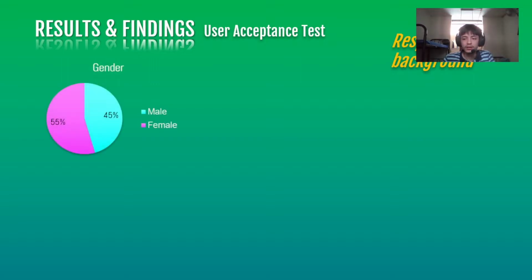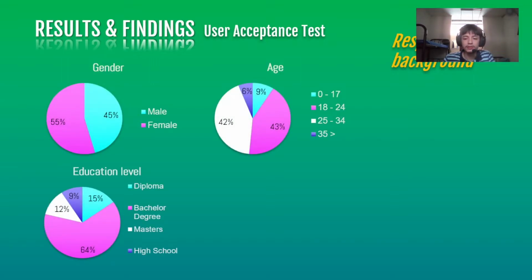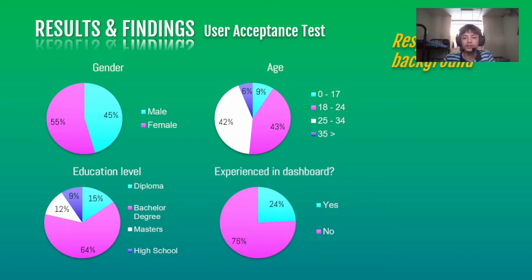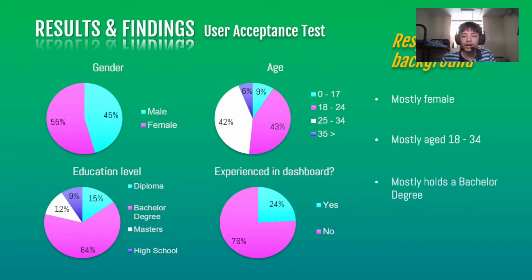In the first section of the user acceptance test, the questions are related to the respondents' background. The questions ask respondents' gender, age, education level, and their experience in using dashboards. As a result, the respondent population is mostly female. Almost 90% of them are aged between 18 and 34. More than half of the respondent population has a bachelor's degree, and almost 80% of them have no experience in using dashboards.